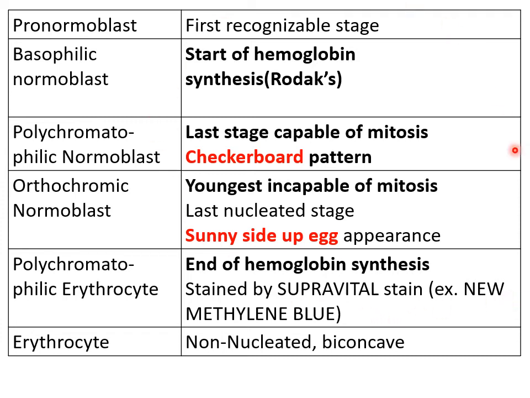So, ang laging tanong dito sa part na to, no? Ano yung ganitong pattern? No? Checkerboard, sunny side up, youngest stage incapable, last stage capable of mitosis, ano yung mga stages capable of hemoglobin synthesis, no? Tatandaan natin yung mga ganyan. Kasi medyo nakakalito if ever ma-meet niyo sila sa board exam question.